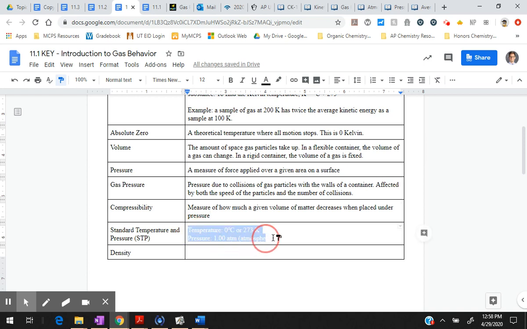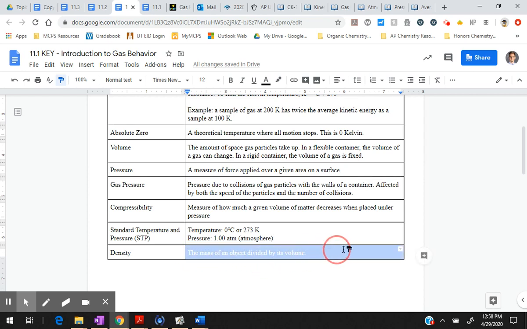Another idea that we're going to need is standard temperature and pressure. This will be important when it comes to unit conversions. The standard temperature is 0 degrees Celsius, which is the freezing point of water, or 273 degrees Kelvin. And then the pressure is 1 atmosphere of pressure, or 1 atm. There are a couple other pressure units we're going to look at that are equal to them, but we'll cover those in a later lesson.